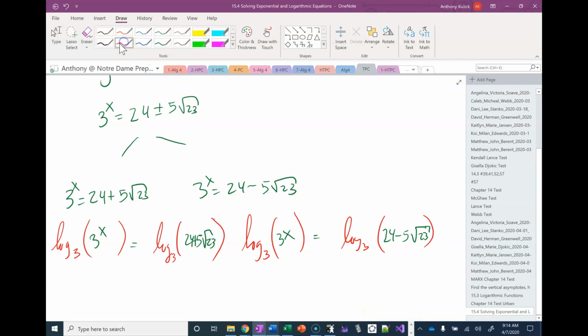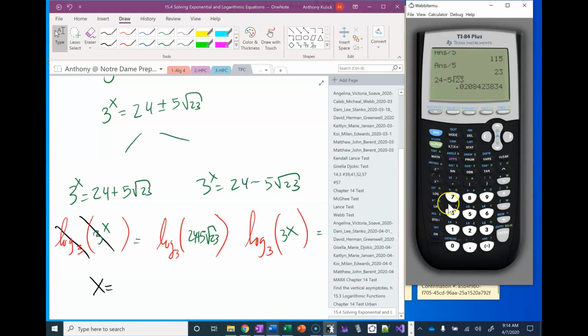So we know that those cancel. And then log base 3 of that is just going to be something I can type into my calculator. So again, I'll go to the math button, choose the log base command, type my 3 in, and then I'll do 24 plus 5 square root 23. Press enter, and I get 3.523. So 3 decimal places I think will be sufficient for us.